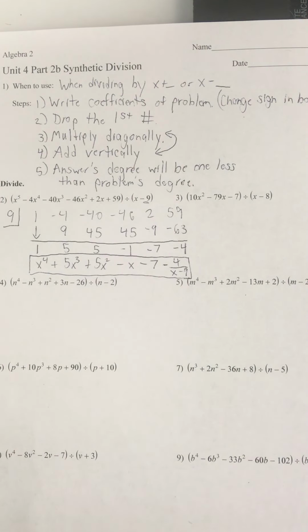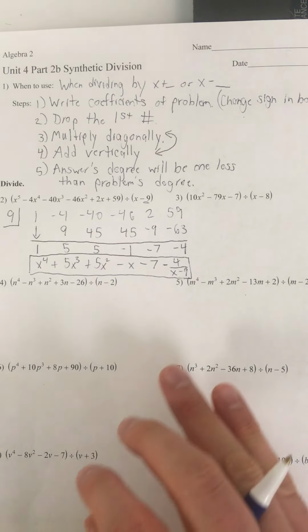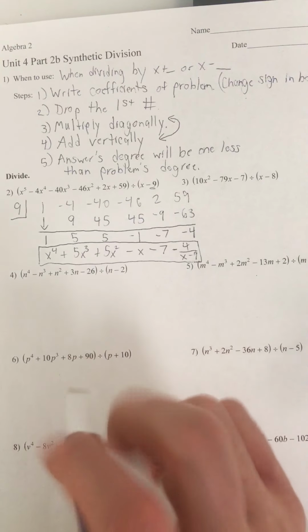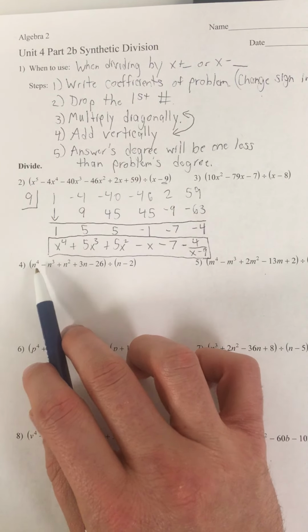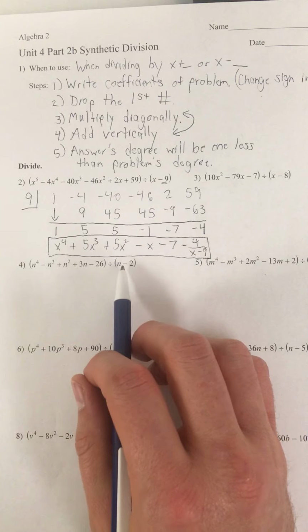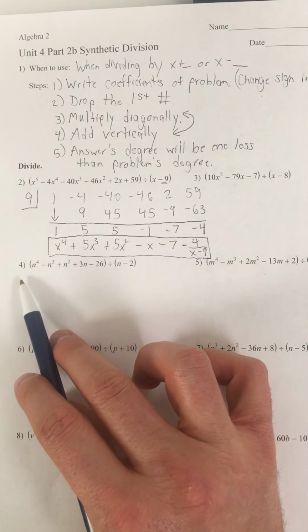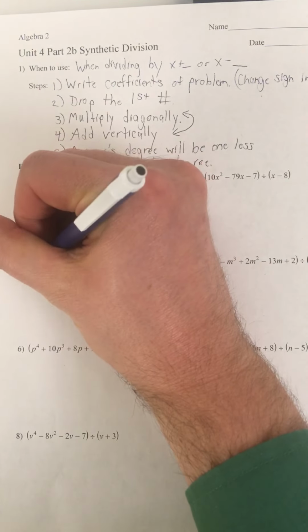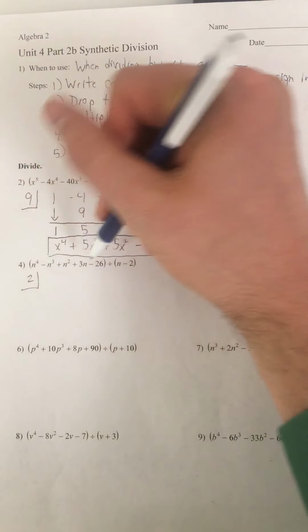Okay, so I want to work 2 other problems together, and then I'll have you pause the video and try the rest, and I'll show you all the answers to all these in just a minute. But if you look at number 4, all right, so let's use that same method. I'm dividing by n minus 2. So what should I put over here in my box? Positive 2.